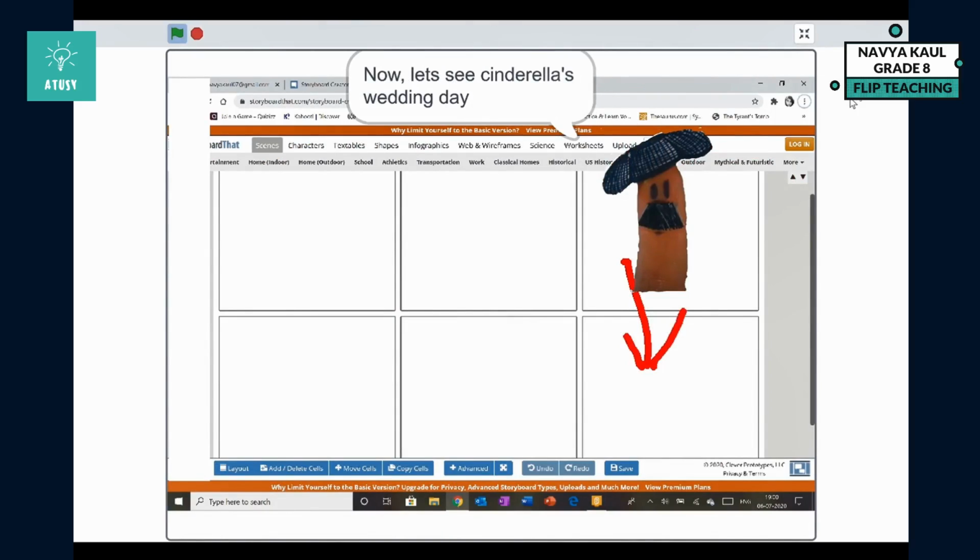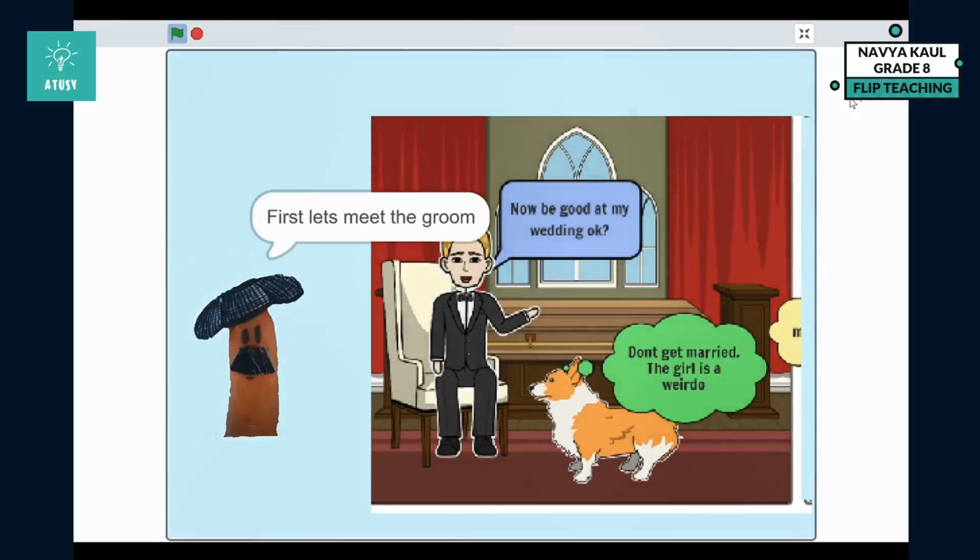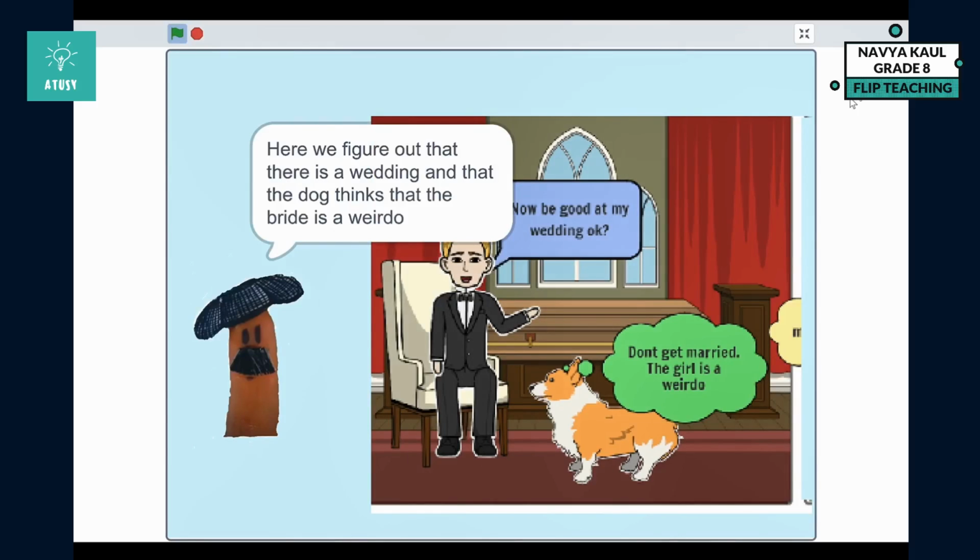Now let's see Cinderella's wedding day. Well, sort of wedding day. First we meet the groom. The first box has the groom talking to his dog. Here we figure out that there is a wedding and that the dog thinks that the bride is a weirdo.